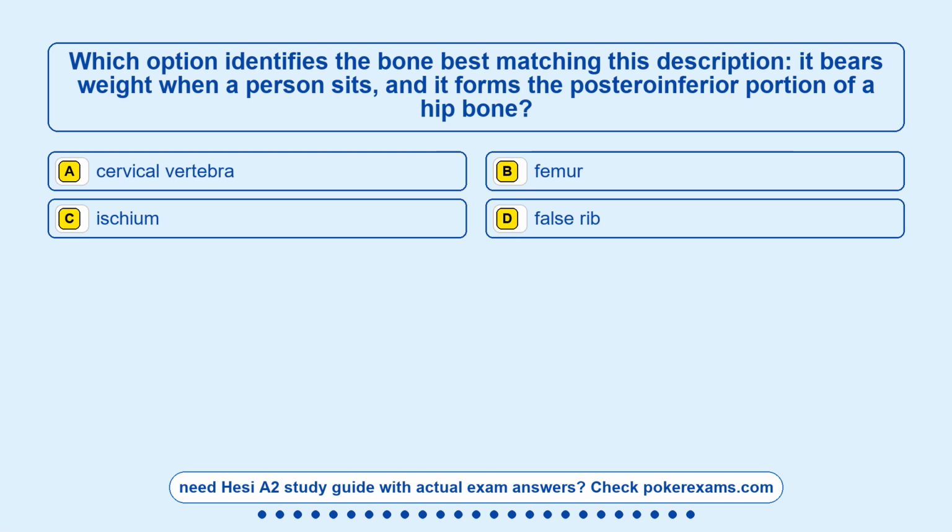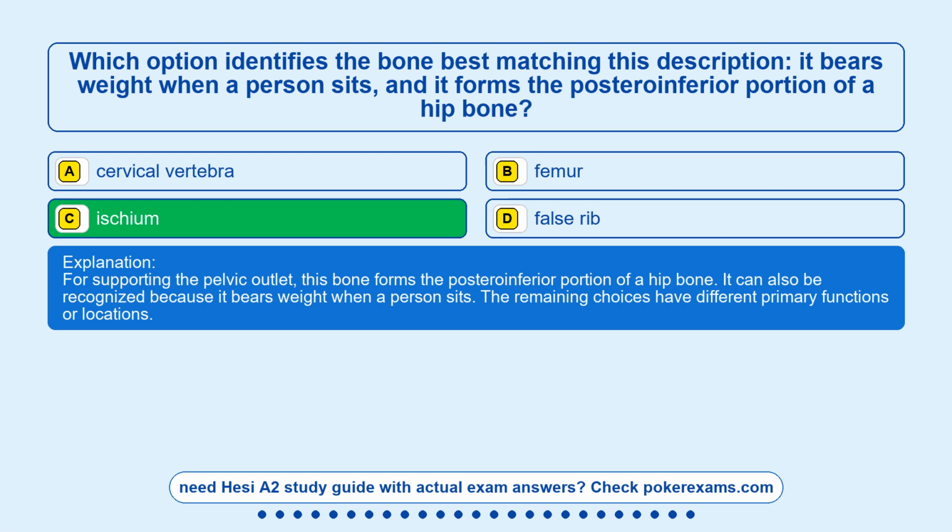Question 3. Which option identifies the bone best matching this description? It bears weight when a person sits, and it forms the postero-inferior portion of a hip bone. Option A, cervical vertebra. Option B, femur. Option C, ischium. Option D, false rib. The correct answer is option C, ischium.